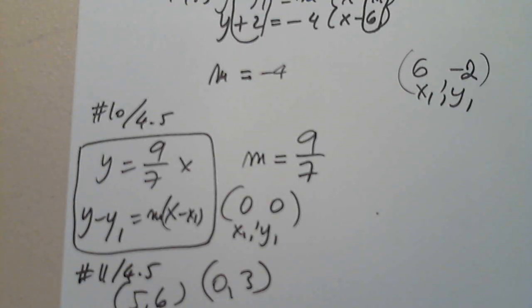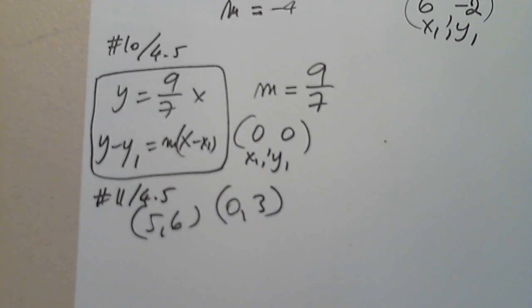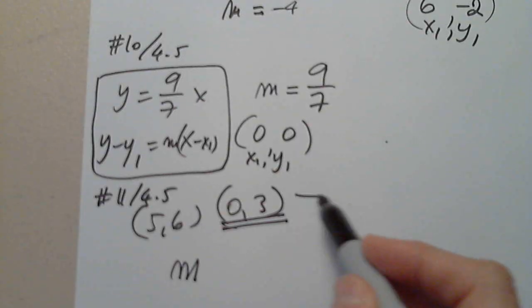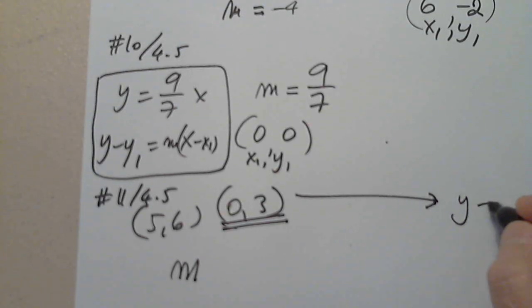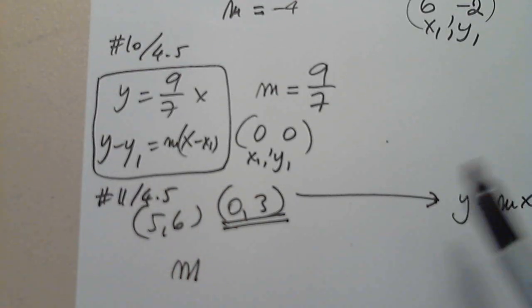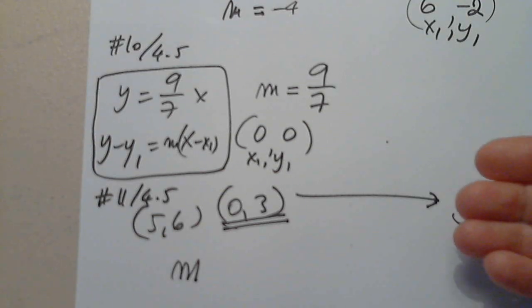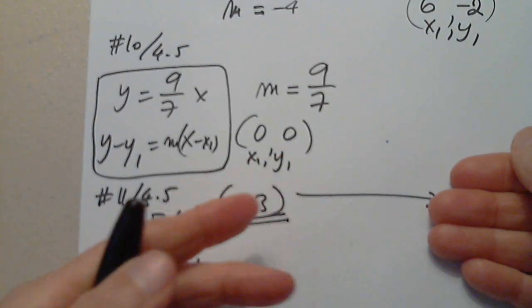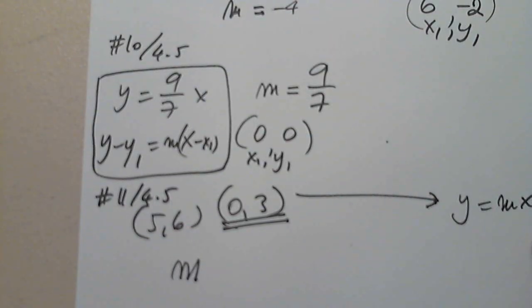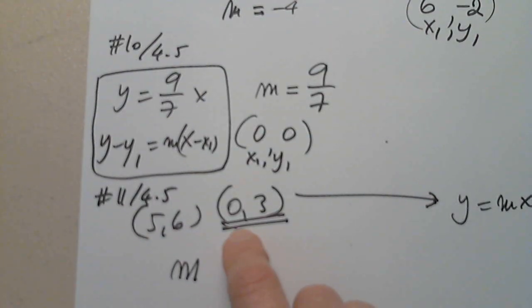So I have 2 points. I can find the slope, but because I have the y-intercept, I can use y equals mx plus b. I don't have to use this. Nothing wrong with it. You can always say, any point you give me, I'm going to use the point slope form. That's quite all right. But this is so much easier if you are given 0, a number.